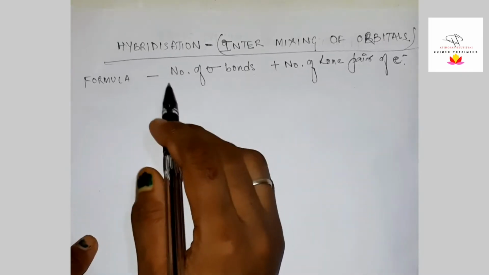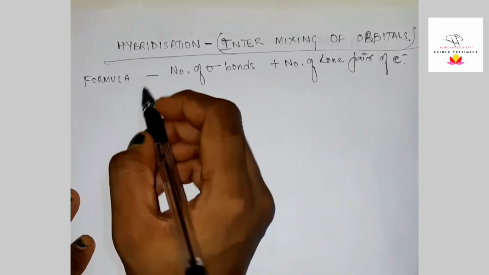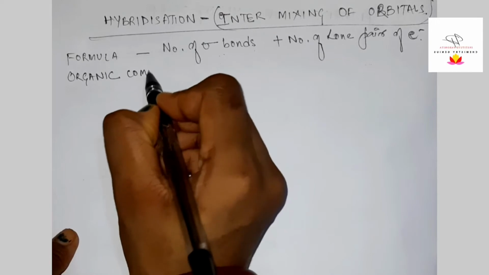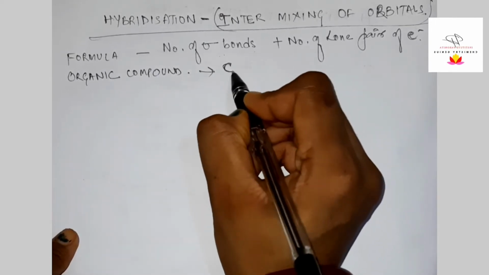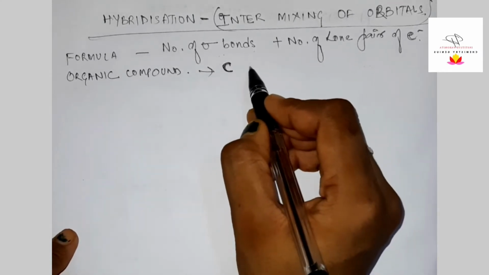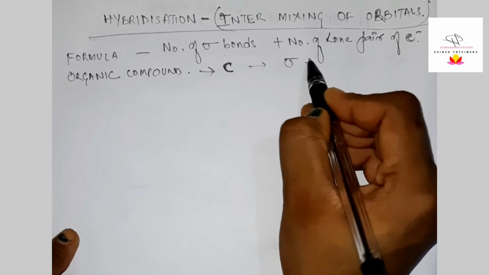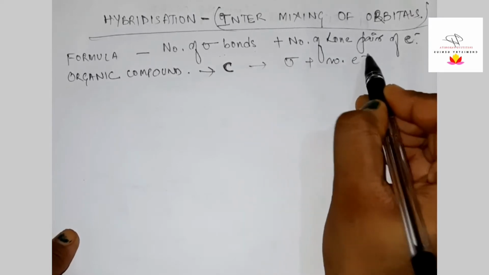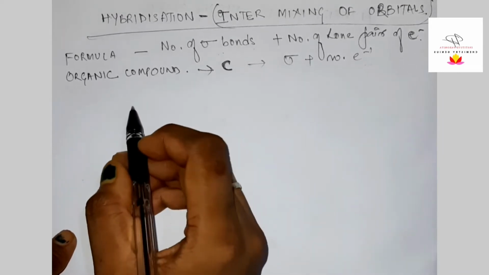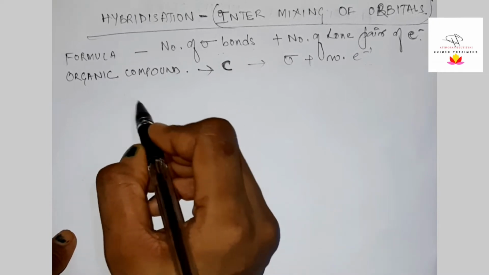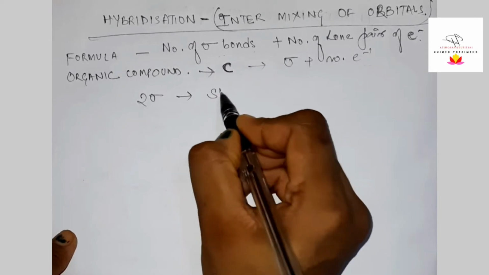The formula to find hybridization is the number of sigma bonds plus the number of lone pairs of electrons. When you consider only a carbon atom, there are always only sigma bonds, and no lone pair of electrons, because carbon does not form any lone pair. Now, if there are two sigma bonds, then we say it is sp.